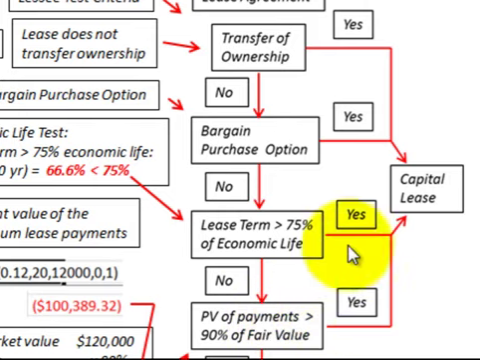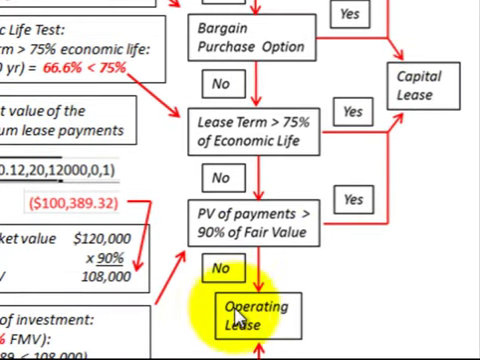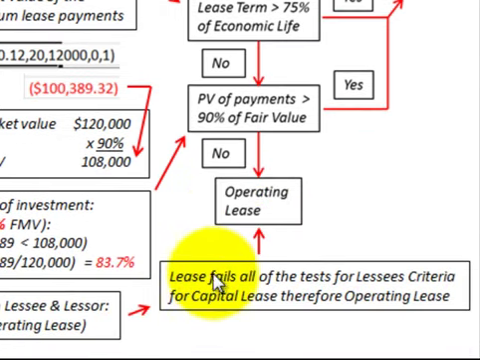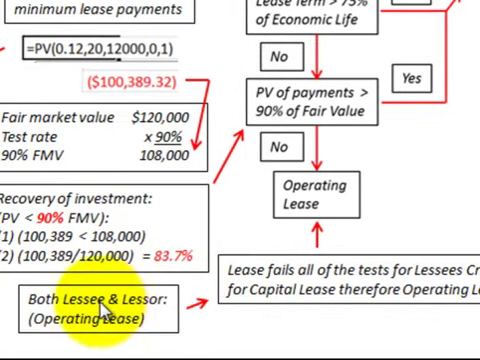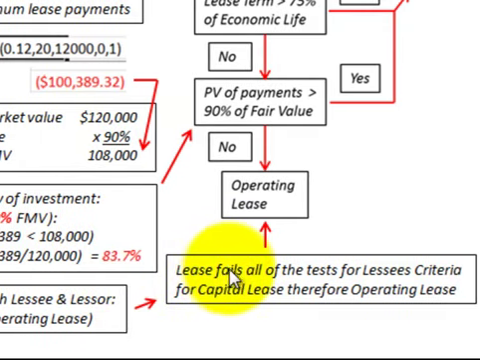And if we can answer yes to any one or more of those 4 tests, it would be classified as a capital lease for the lessee. Otherwise, it would be classified as an operating lease if you fail all of these tests. Again, if the lease fails all of the criteria for determining whether it's a capital lease, then it would be classified as an operating lease. And in this example, both the lessee and the lessor are going to be treating this as an operating lease, but we went through it from the lessee's perspective.